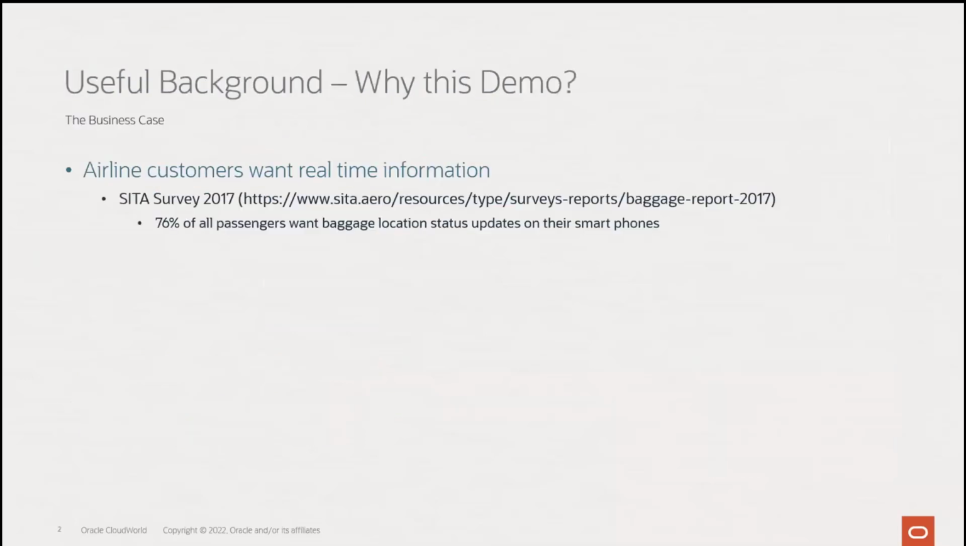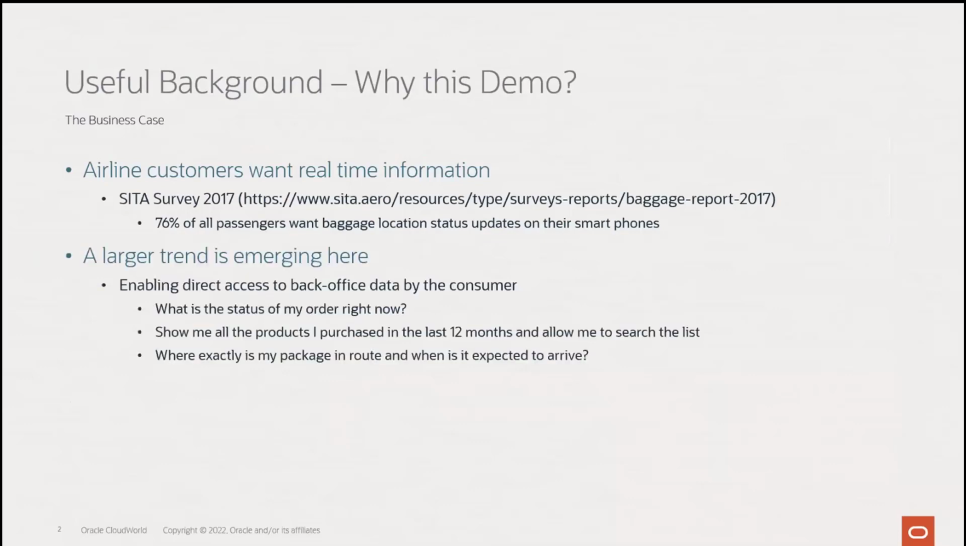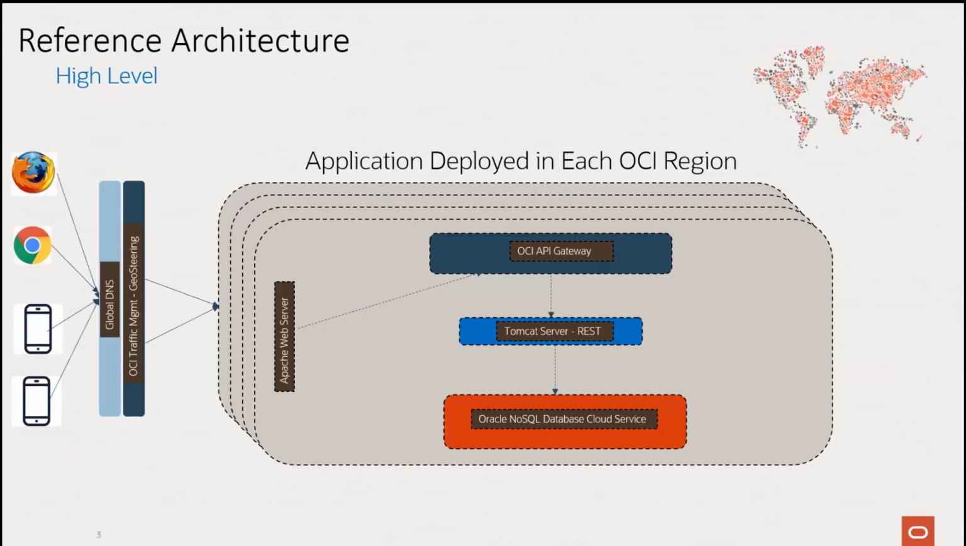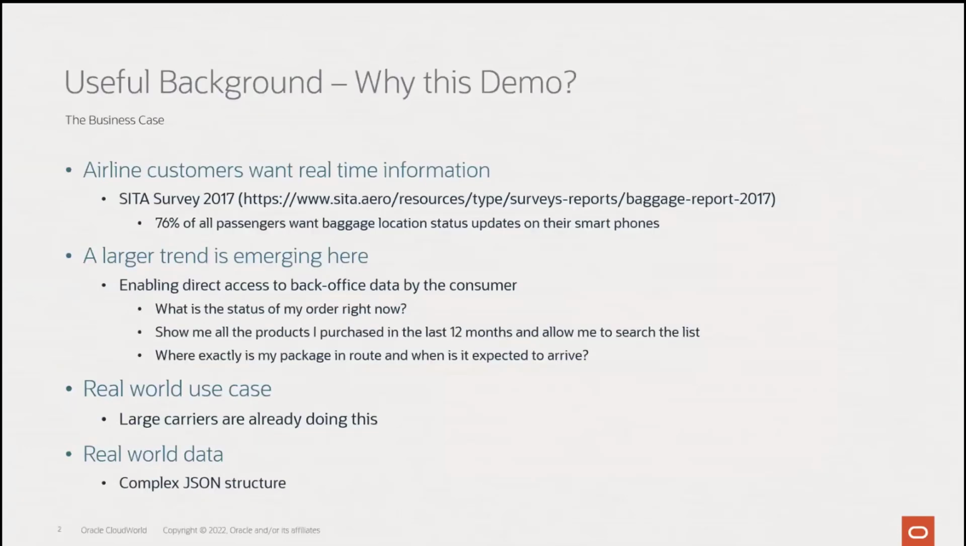So why did we pick this kind of a demo? In various surveys out there, a very large percentage of the customers want to know where their bags are, and they want to have this information basically at their fingertips, on their smartphone. And there's a large trend. We see this emerging, and what's nice about this case is that it's a real-world use case, and the underlying data is stored as a JSON object.